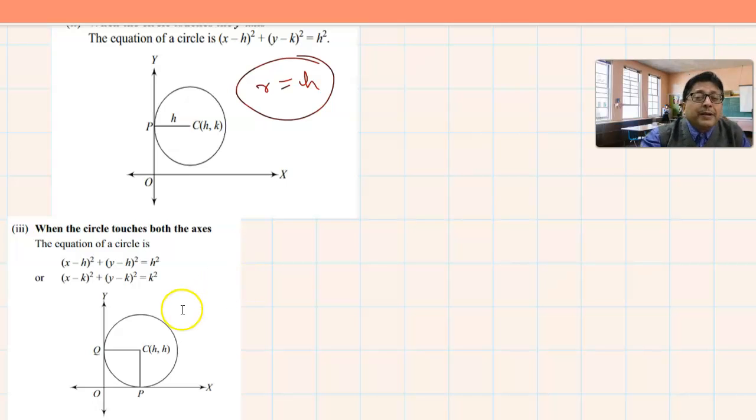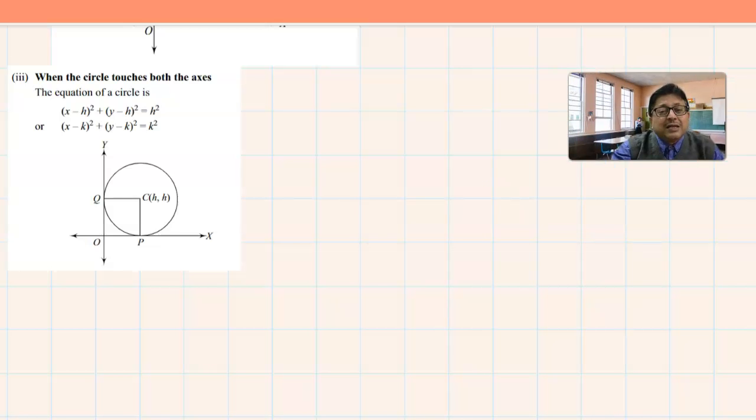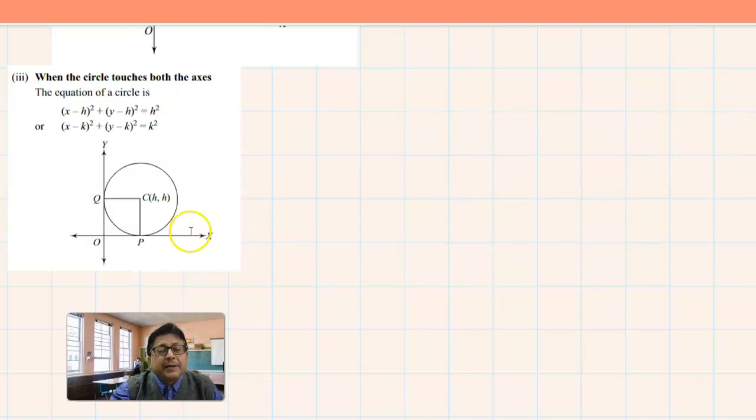Now what will happen if a circle touches both the axes? A circle touches both the axes if both are tangent. The x-axis is a tangent at P, the y-axis is a tangent at Q. Then we can say that it is a circle touching both the axes. What did we say in the previous problem?